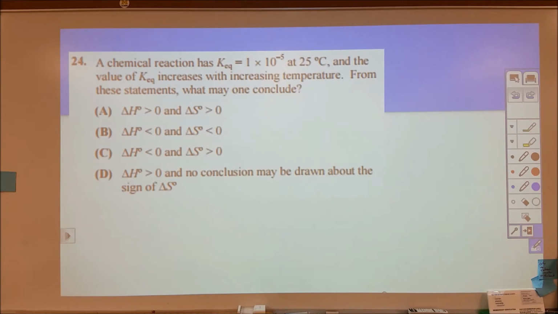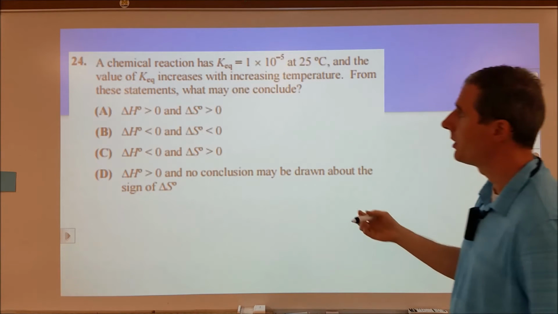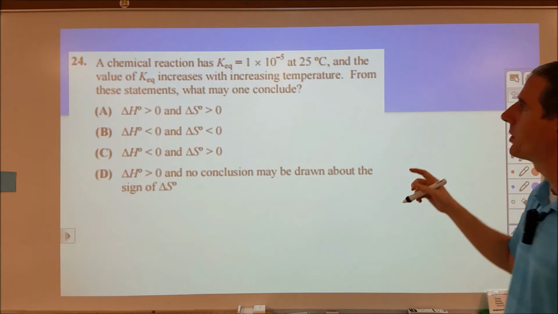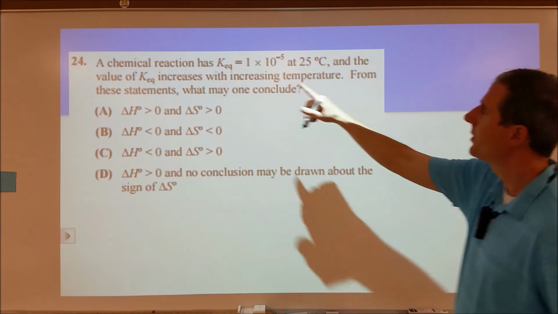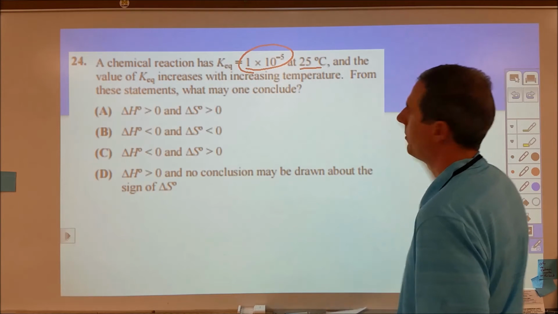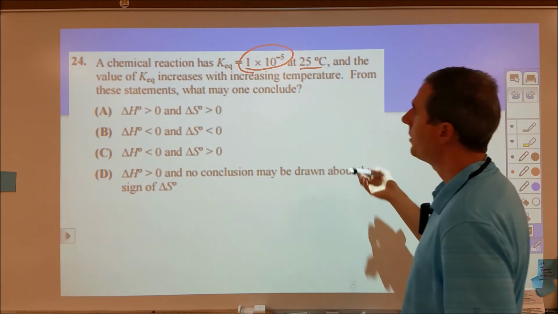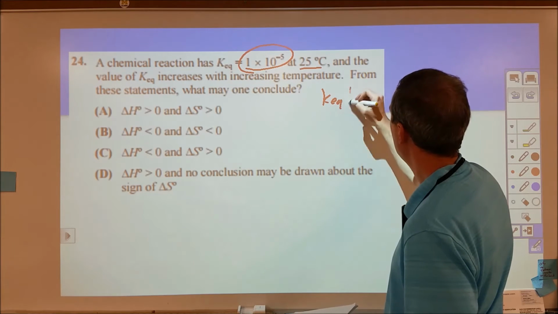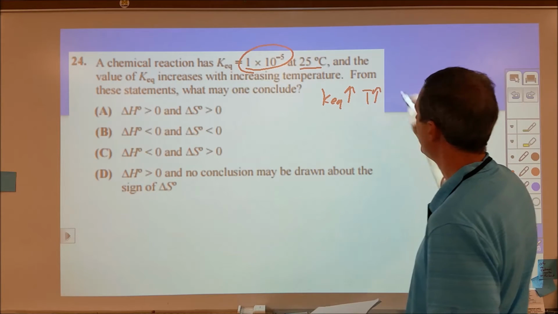All right, 24. This is a very common thing to be asked on a Chem Olympiad. It's a very challenging question. All right, so this gives us an equilibrium constant of 10 to the minus 5th at a certain temperature. And then it says the equilibrium constant gets bigger as temperature goes up. So K increases as temperature increases.